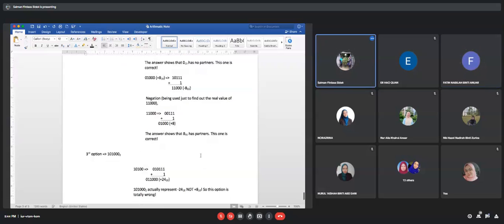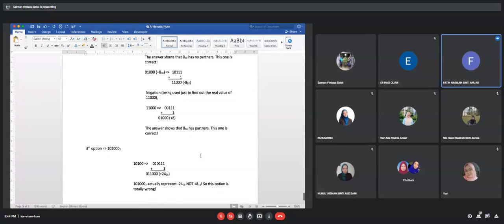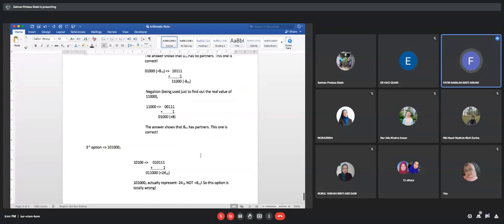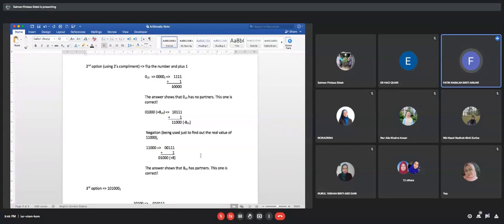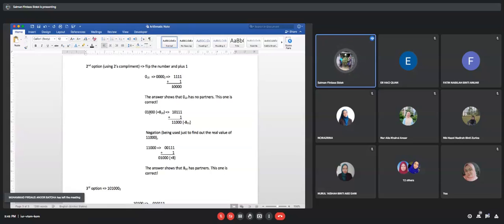Sir, negation is for numbers starting with 1, and two's complement is for numbers starting with 0. But your definition of negation is correct. For two's complement, we use it to find out the negative representation of positive numbers.